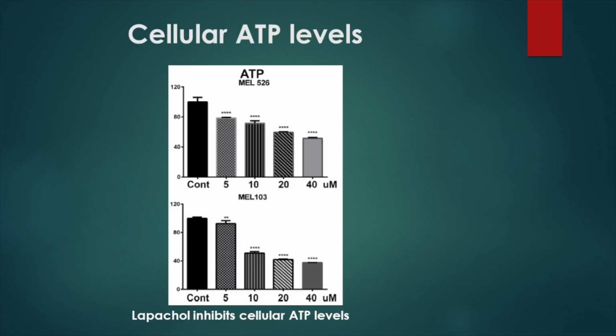Next, let us think in this way. Once you block glycolysis, you have to see an increase in oxidative phosphorylation, right? So that is what we observed with Lapacol also. When you measure the OCR, or the oxygen consumption rate, what you can see is that in both cell lines, MEL 526 as well as MEL 103, there is an increase in oxygen consumption rate with a dose. So that is 5, 10, 20 and 40, there is the increase in oxygen consumption rate. So that means your oxidative phosphorylation is increased.